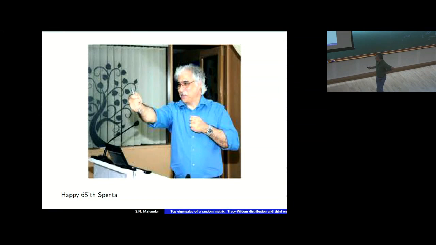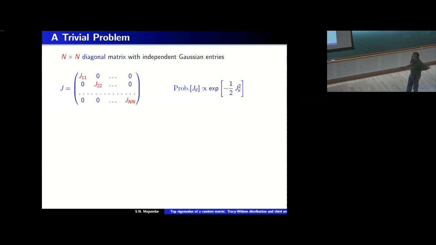Let me start with a very, very simple problem. It's a completely trivial problem. Imagine that you have an n by n matrix with just diagonal elements, and each of these diagonal elements is an independent random variable drawn from a Gaussian distribution, say. There are n real eigenvalues, which are trivially the same as the diagonal elements because the matrix is diagonal, and they're also independent.